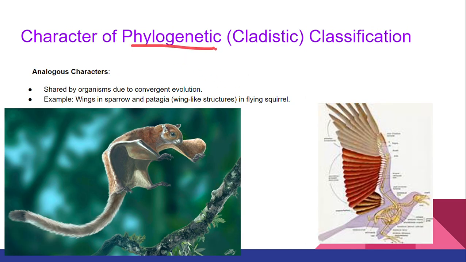Now, under phylogenetics, you have two classes. Phylogenetics is also called cladistics. Phylogenetics, two classes, two characters you will be able to see in your textbook. They have given, that is analogous character and homologous character.